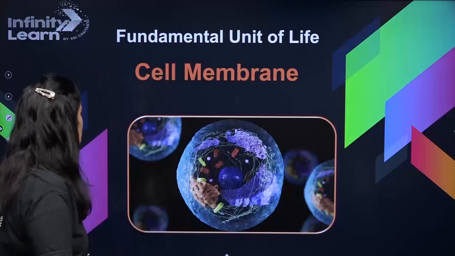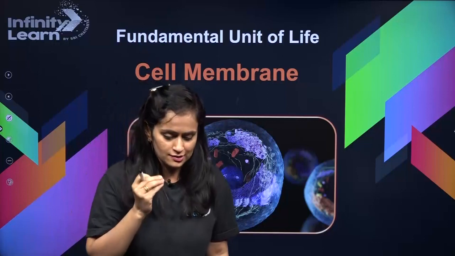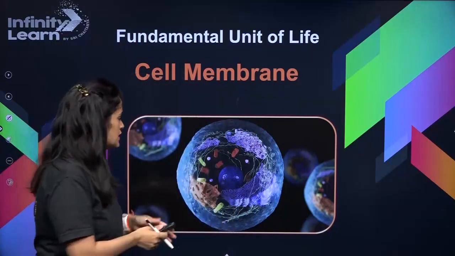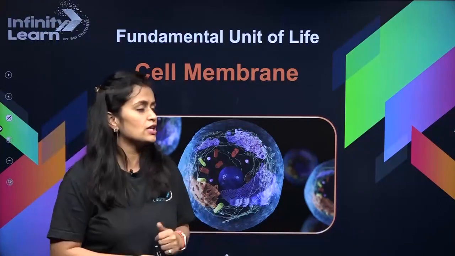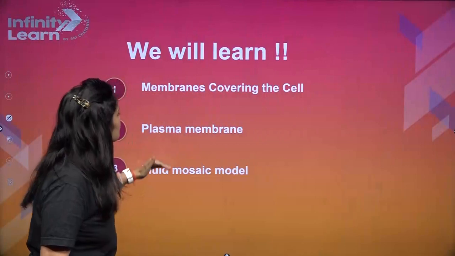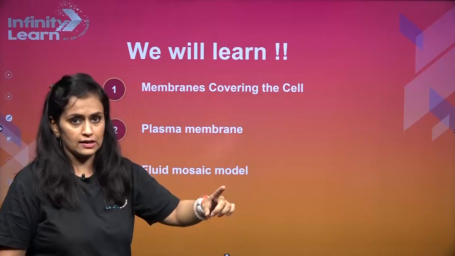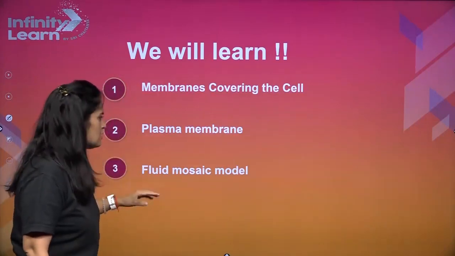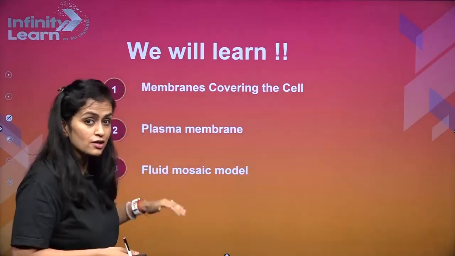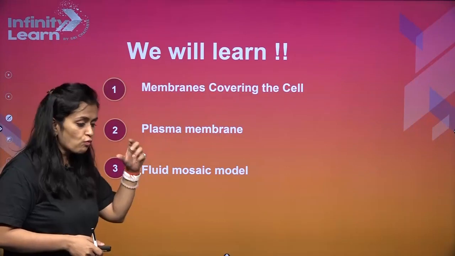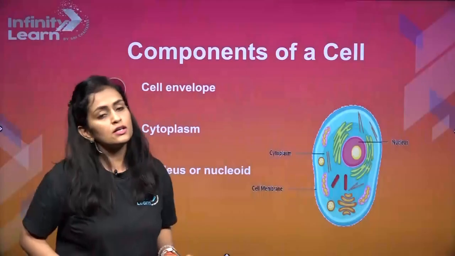In this particular class we are going to talk about something very interesting, that is cell membrane. So what is a cell membrane? Why do we need it? Till now we have understood about the morphology and the history of cell biology, but in this session we'll understand which membranes cover the cell, right? What is plasma membrane, and who told us what is the structure of plasma membrane and what it is like. So it is like fluid mosaic model. So what is fluid mosaic model? That is also what we are going to understand in this session.